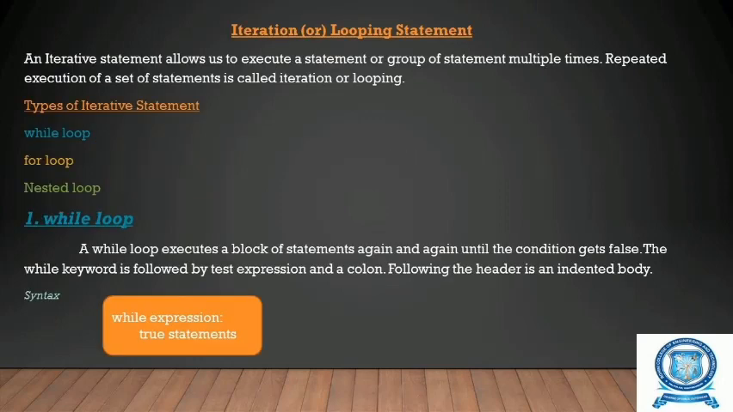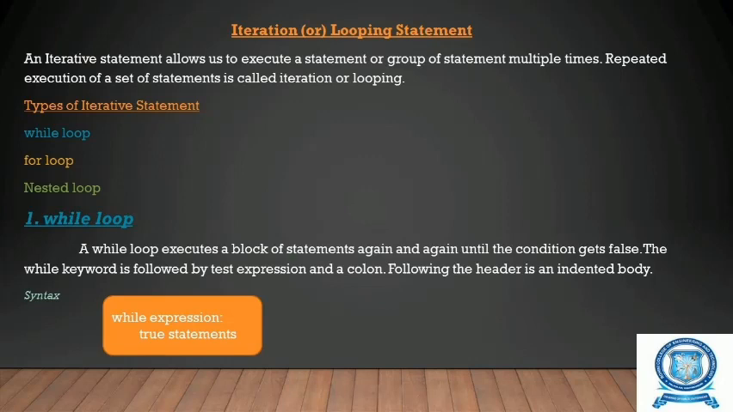An iterative statement allows us to execute a statement or group of statements multiple times. So repeated execution of a set of statements is called iteration or looping. A particular set of statements keeps on repeating, so those statements are called looping statements or iterative statements. The types of iterative statements are while loop, for loop, nested loop. Okay, we have three types of loops: while loop, for loop, nested loop.